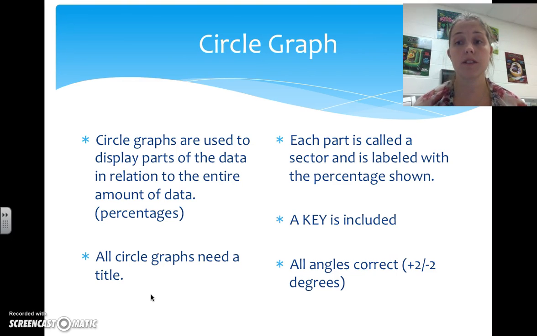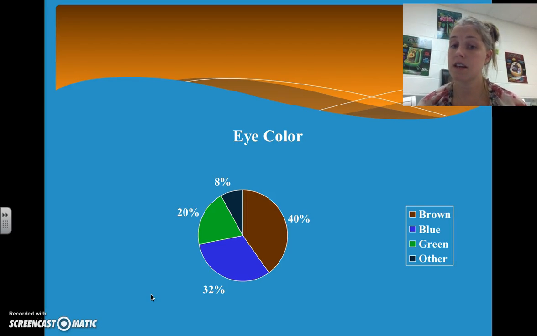Because there are 360 degrees in a circle, and you're going to have to measure what percent of the circle would be each thing, and then use your protractor to create the correct angles. So this is an example here. Don't forget we have our key here, we have our title, we have all that important information.